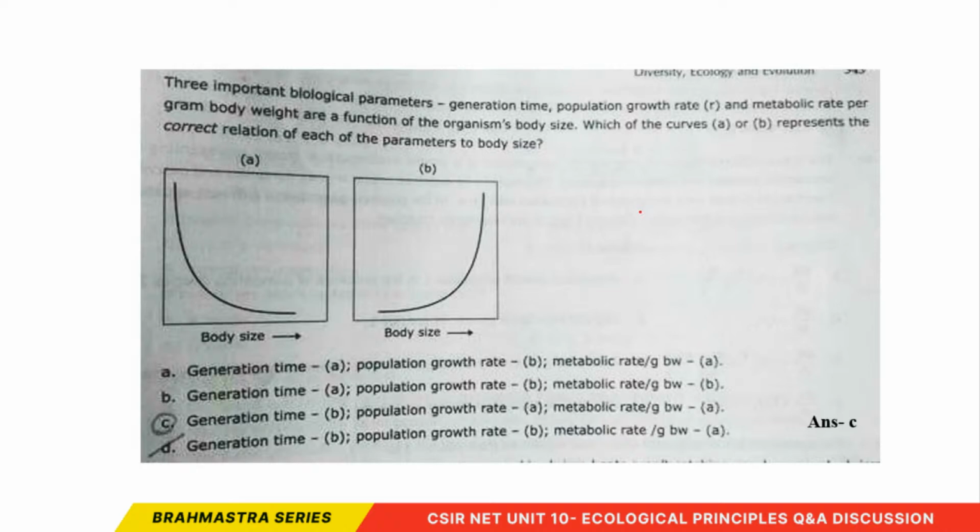The correct answer here is option C. Okay. So as your body size is increasing, your generation time will increase. Population growth rate is talking about this. Okay. And your metabolic rate versus gram body weight also is depicted by this particular graph.